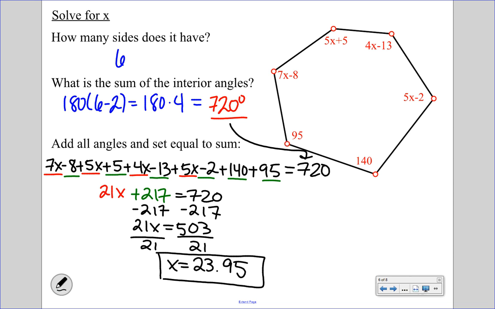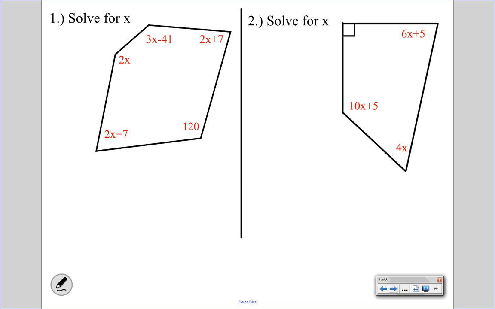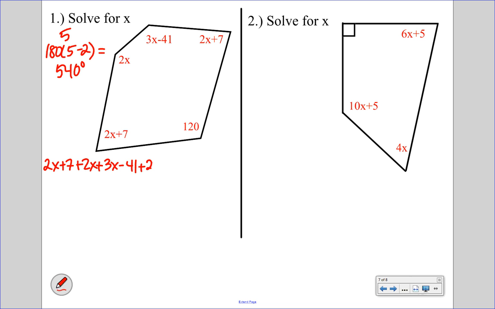Okay? So I have 2 more problems following the same steps. We have to find out how many sides. We have 1, 2, 3, 4, 5 sides. So we do 180 times 5 minus 2. So that is going to equal 540 degrees. So that's what we're going to set all of our angles equal to. So let's start with the 2x plus 7 plus 2x plus 3x minus 41 plus 2x plus 7 plus 120 is going to equal 540 degrees.